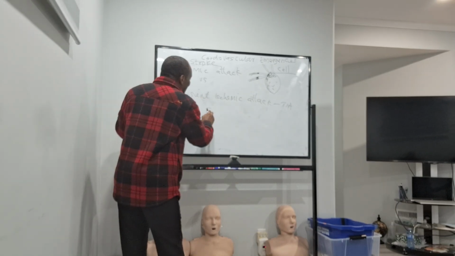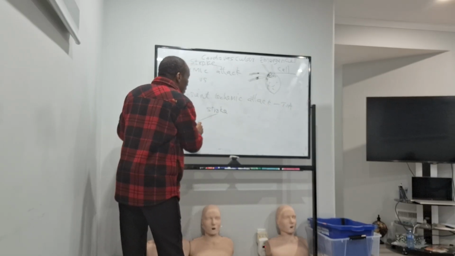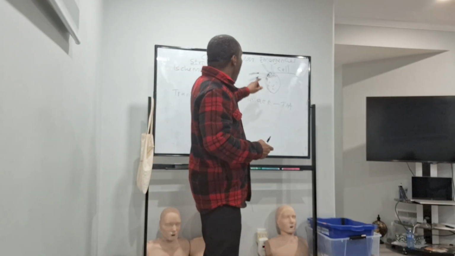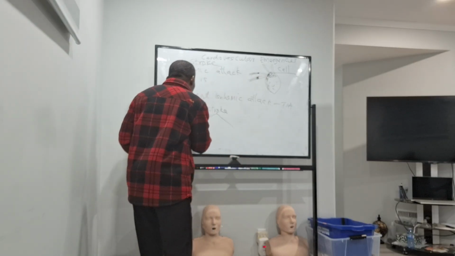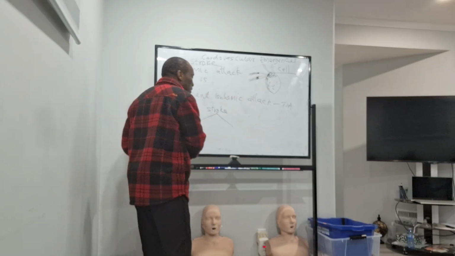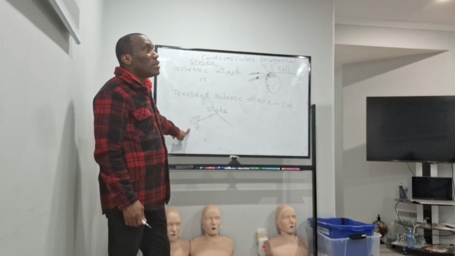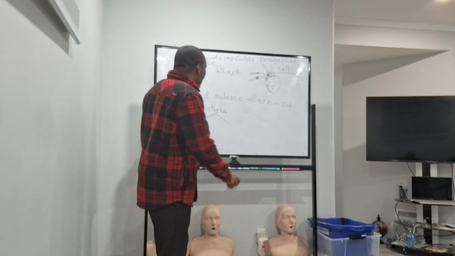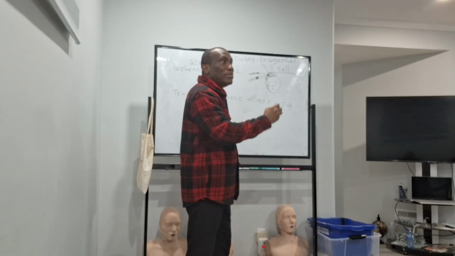Now, stroke generally is of two types. One is as a result of blockage like this. 80% of stroke victims belong to blockage, yes, blockage like this. While 20% is as a result of bleeding in the brain.